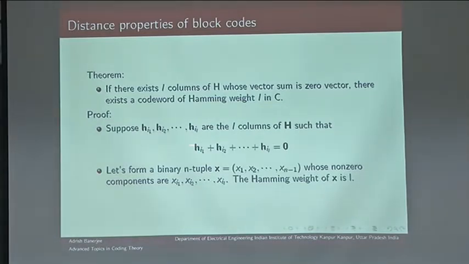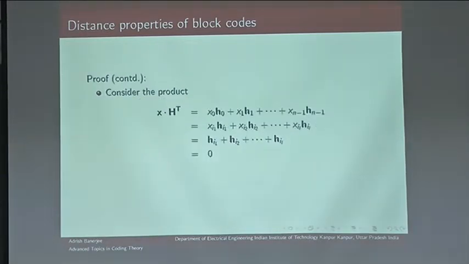We are already given this condition. We are going to make use of this to show that X H transpose, where X is non-zero in L locations, will be equal to 0. So let's compute this. What is X H transpose? This is X0 H0 plus X1 H1 up to X n minus 1 H n minus 1.